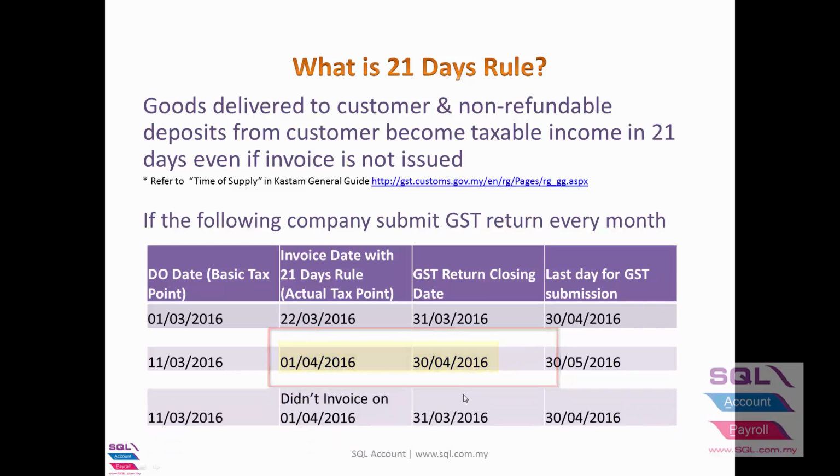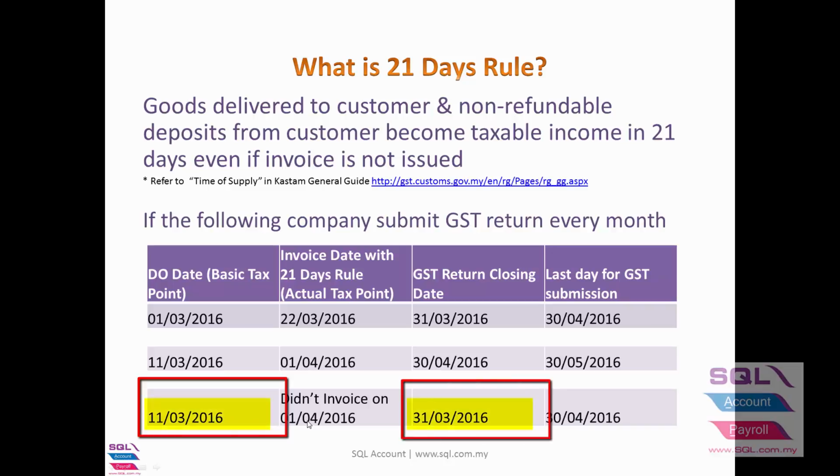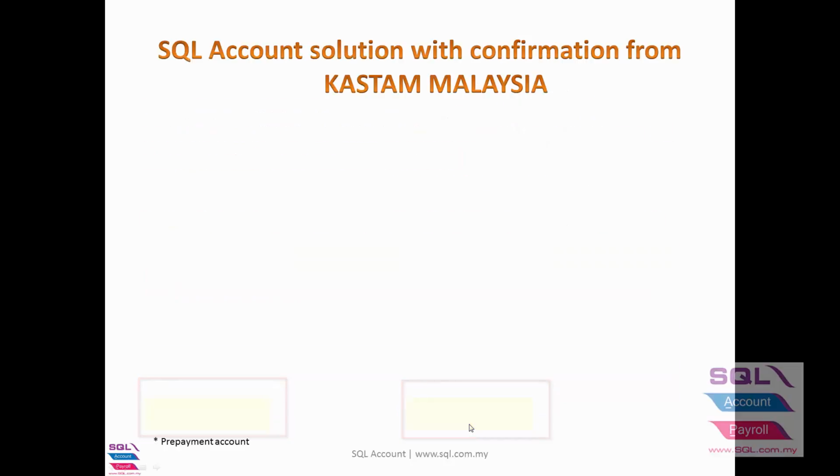The third scenario will become more complex. DO is issued on the 11th of March, but the business owner did not issue an invoice when it's supposed to be. From the Customs point of view, because there is no invoice date to refer to, they will go back to the basic tax point of the DO date for tax calculation purposes. Because the DO is in March, with no invoice, the GST return will be in March.